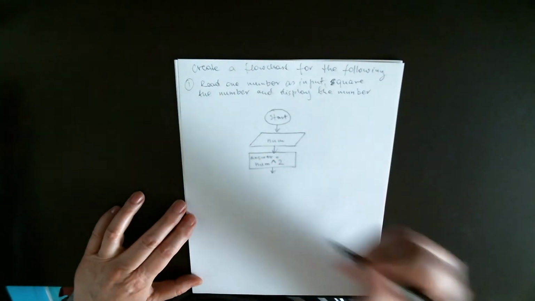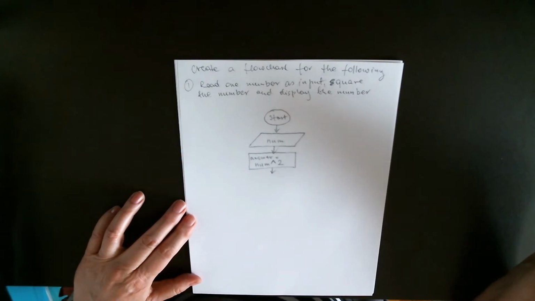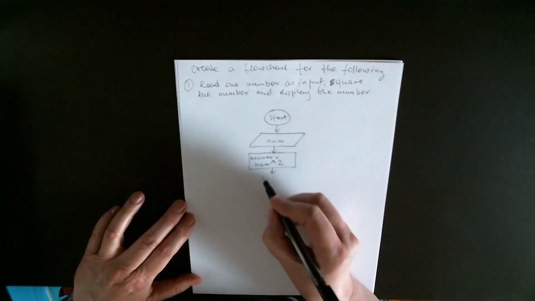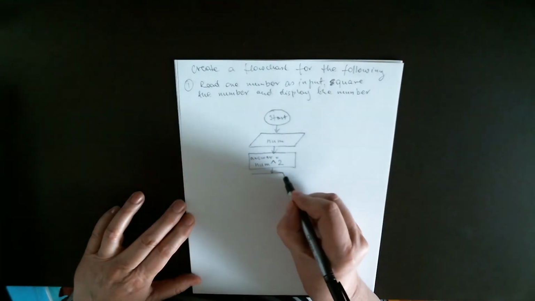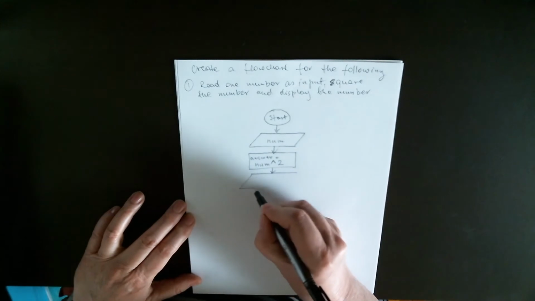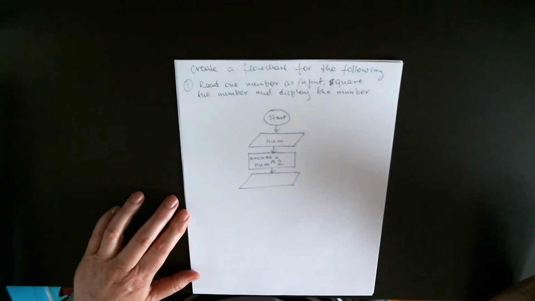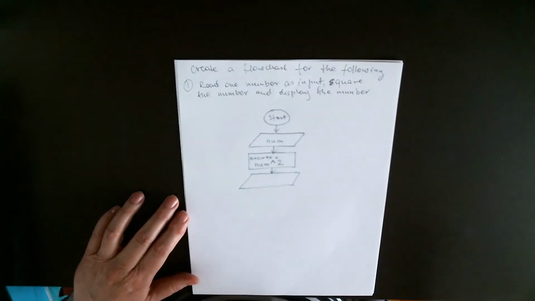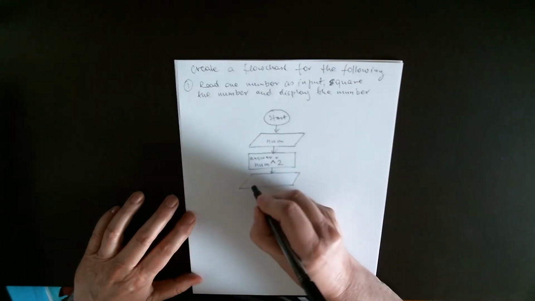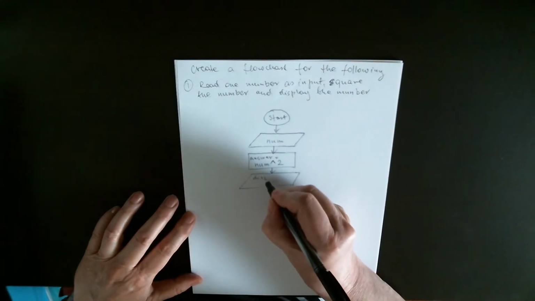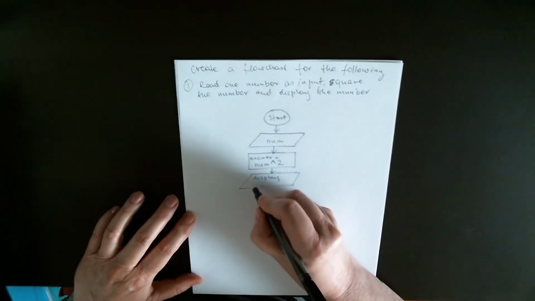How? Oh, let's do it. What's the display shape? The same one as input. Input and output have the same shape. So let's do it. Let's put the parallelogram. Good. And now what are we going to display? Num? No, we're not going to display num. We are going to display answer. So let's write it down. Display answer.